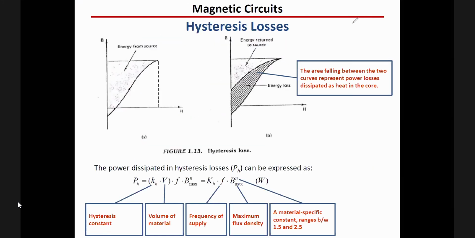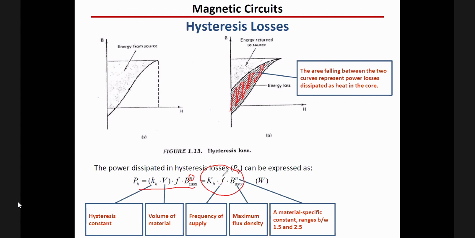How can we calculate this type of losses? Well, either we estimate the area under the curve here, or there is a mathematical equation that can estimate the amount of losses. And this is the mathematical equation. It relates a constant with the volume of the material, with the frequency of the supply, and with what's called the maximum flux density. This maximum flux density is also raised to a value n, which is a constant, again, ranging between 1.5 to 2.5. So the equation is like this: constant, frequency, density.